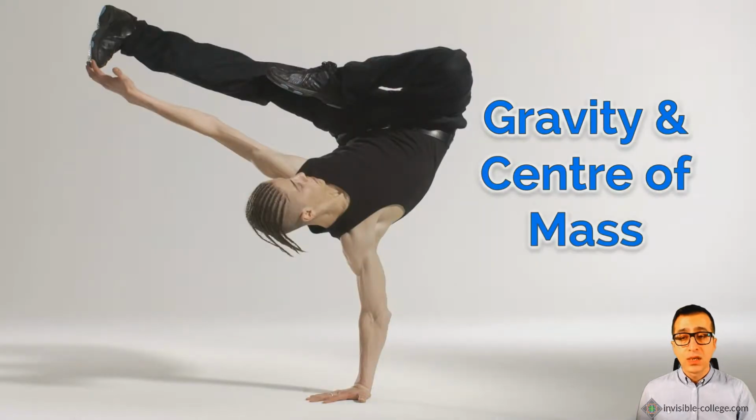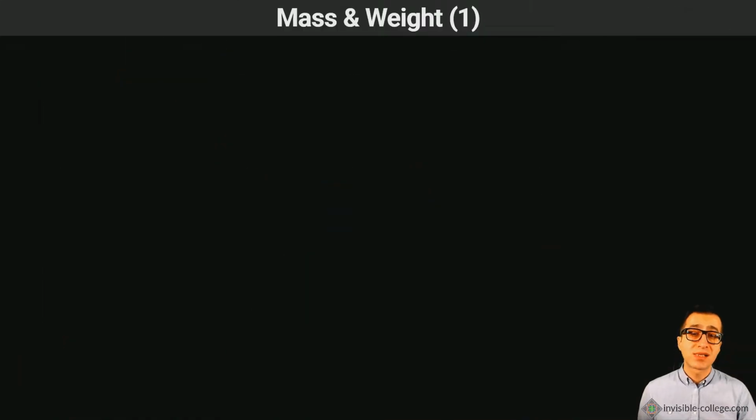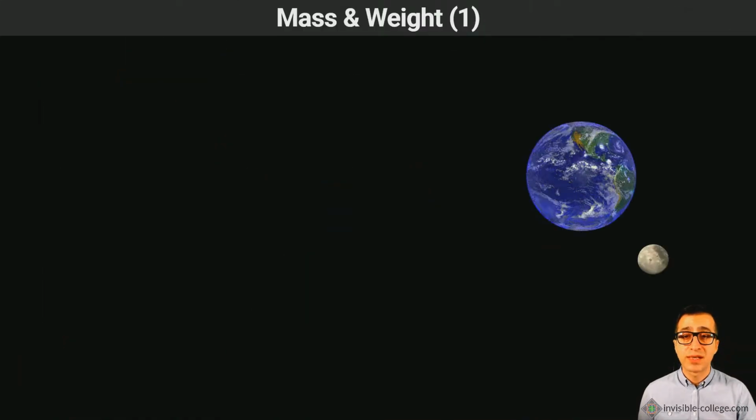Now, we first need to distinguish between a couple of terms. I'm going to start with more basic concepts, and then later on we're going to be looking at some more advanced examples. So let's distinguish first of all between mass and weight.